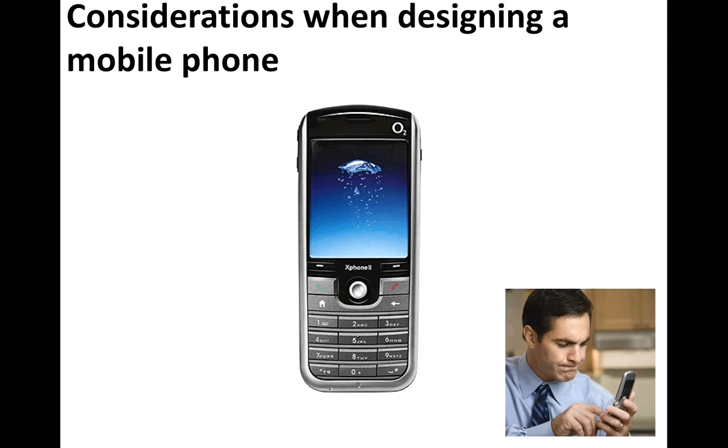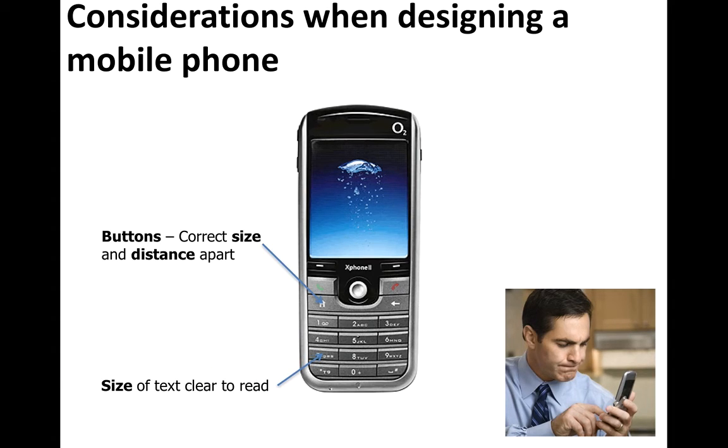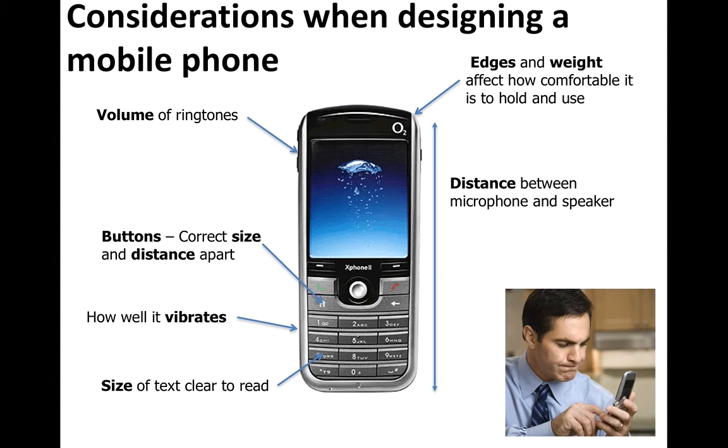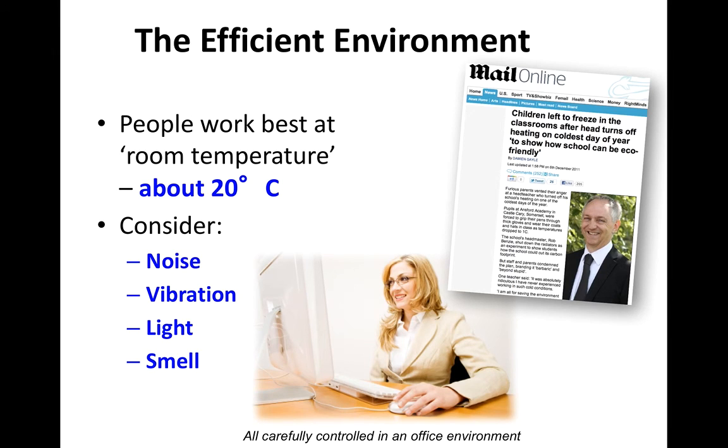So for example, if you were designing a mobile phone, your ergonomic considerations would include things like the buttons. Are they the correct size and distance apart? Is the text big enough to read on a button? Does the weight of the phone feel okay in your hand, or is it too heavy? Is it comfortable to hold? Can you actually feel the vibration? Can you sense it when it's in your pocket and it's on silent? Can you actually hear the ringtones, the volume of them? Is the distance between the microphone and the speaker good enough for you to actually use it? Okay, so a whole range of ergonomic considerations there.